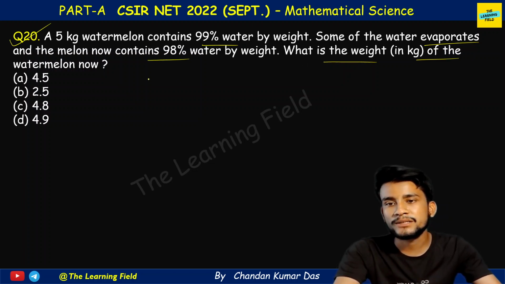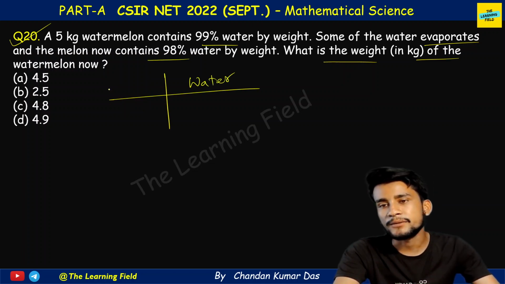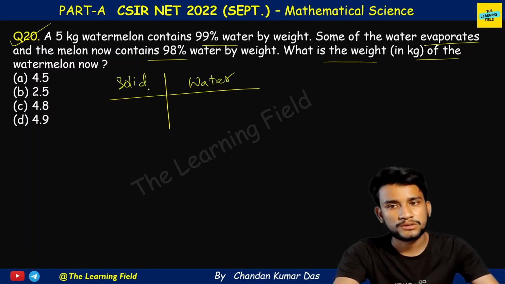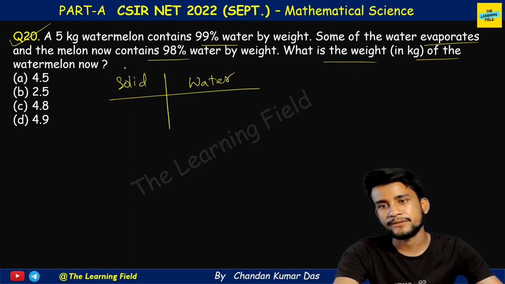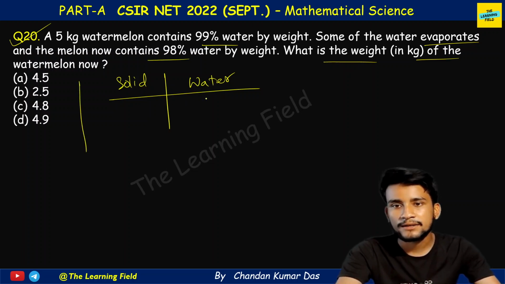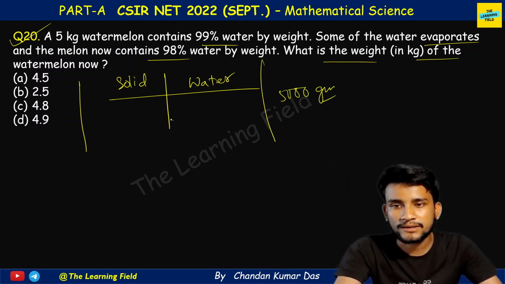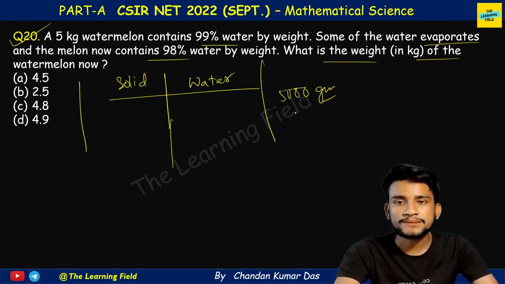So watermelon means this contains mostly water and the remaining part is solid food, solid fruit or dry fruit, you can say. Dry part and solid part, meaning water part. The weight is 5000 gram. We calculate the problem in gram, so that our calculation is easy.